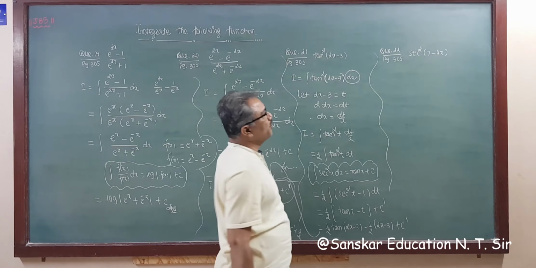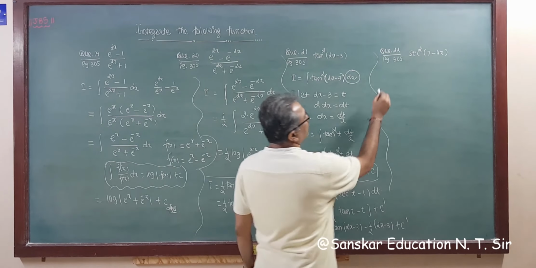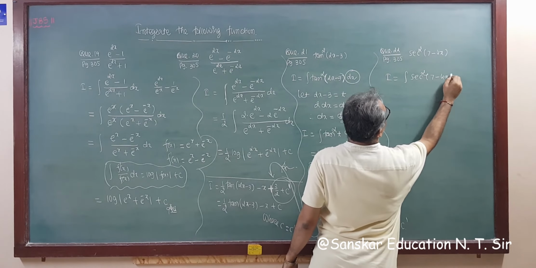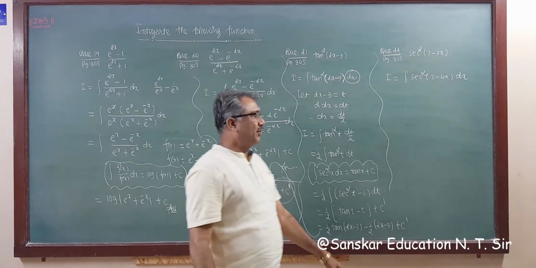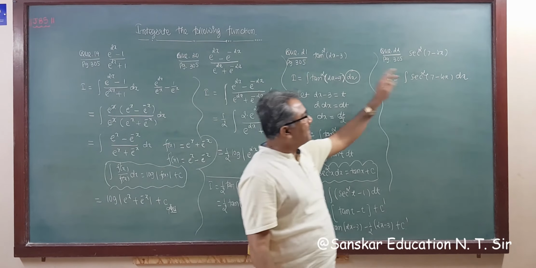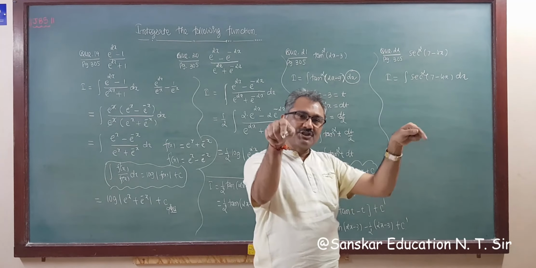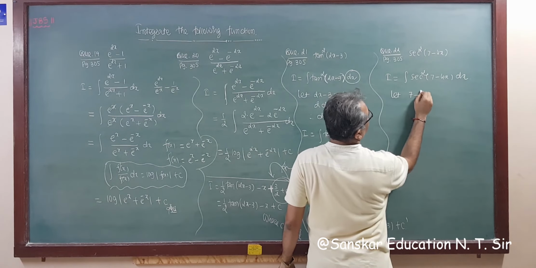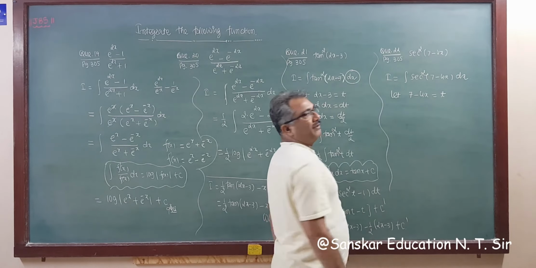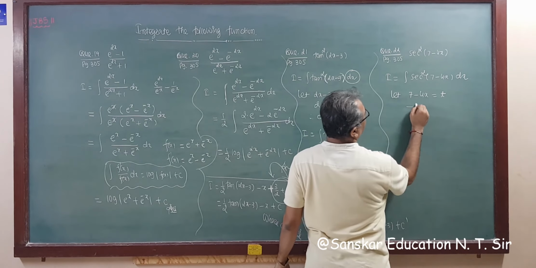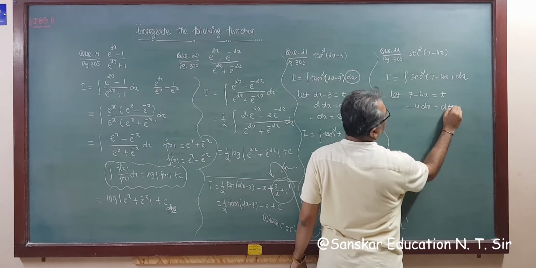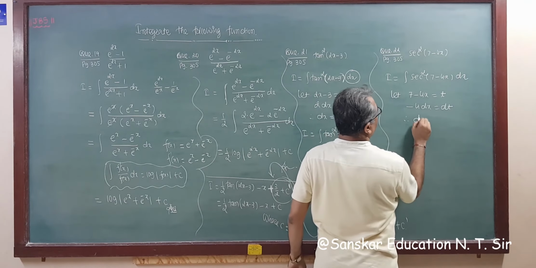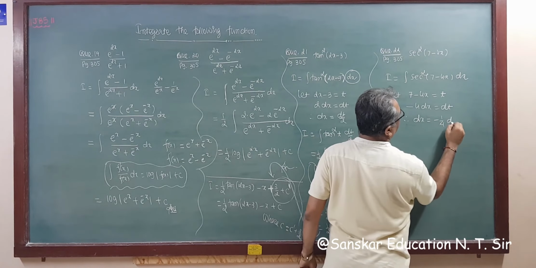Now question number 22, sec square of 7 minus 4x. So I will be integration of sec square of 7 minus 4x, dx. What you require is sec square x, but instead of x, 7 minus 4x. So you have to assume 7 minus 4x is equal to t. The derivative of this is minus 4 dx is equal to dt, but no 4 is there, so dx is equal to minus 1 upon 4 dt.